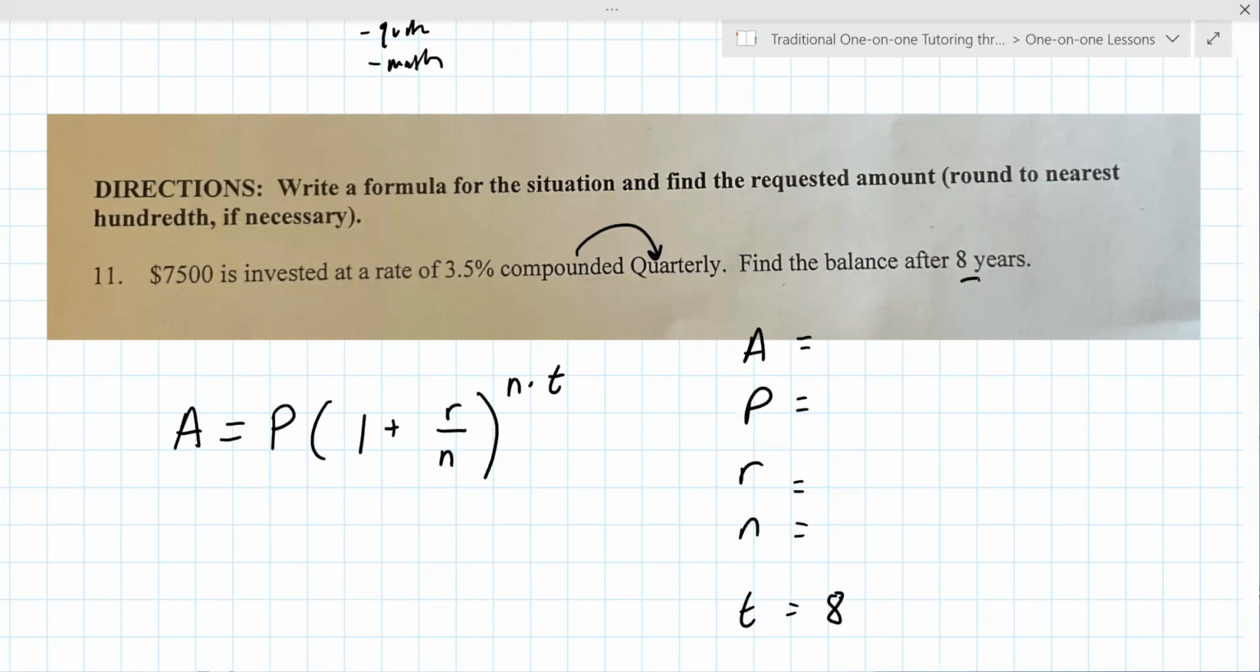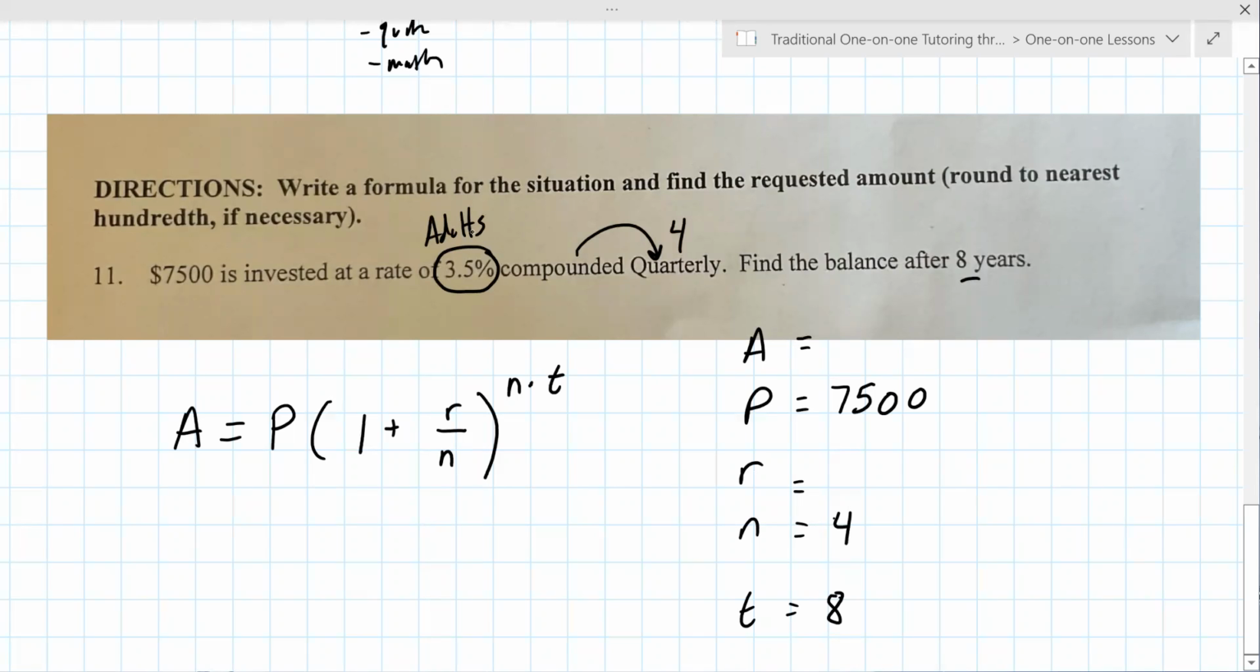I think N is 1/4, maybe. N is actually 4 for the quarterly. Good. That's good though, you're on the right track there. How about P? What are you starting with? Oh yeah, 7,500. Good. Now the interest rate, so percentages are what adults use instead of the decimals.